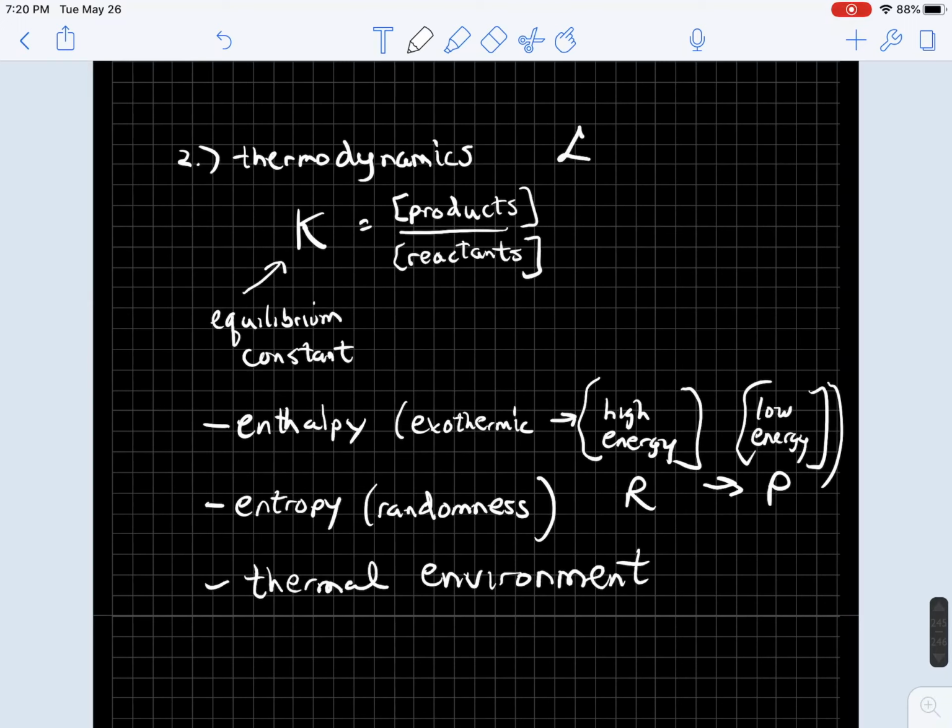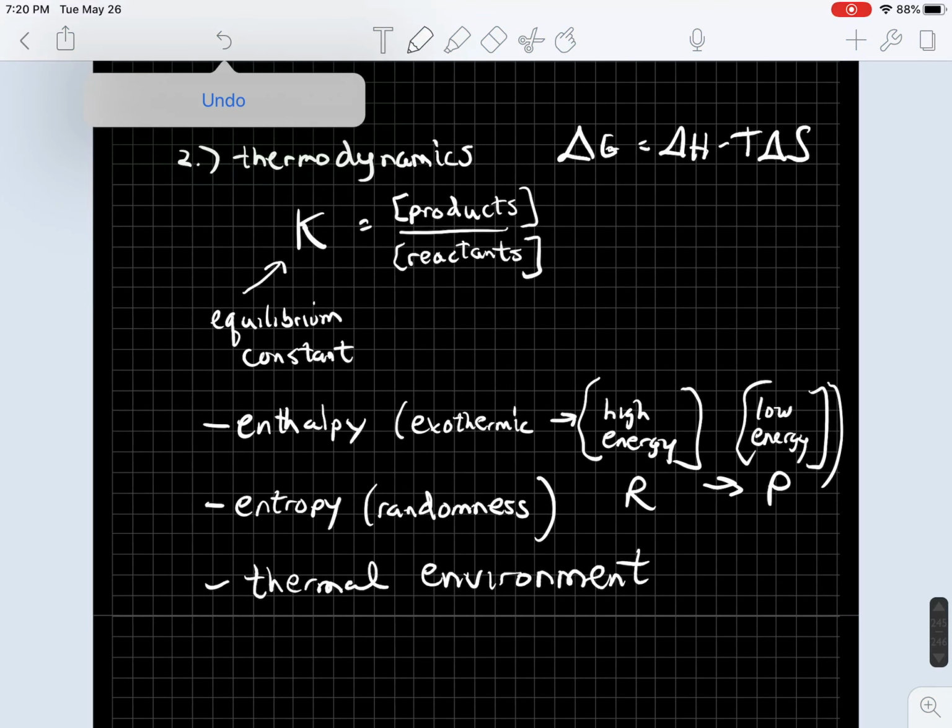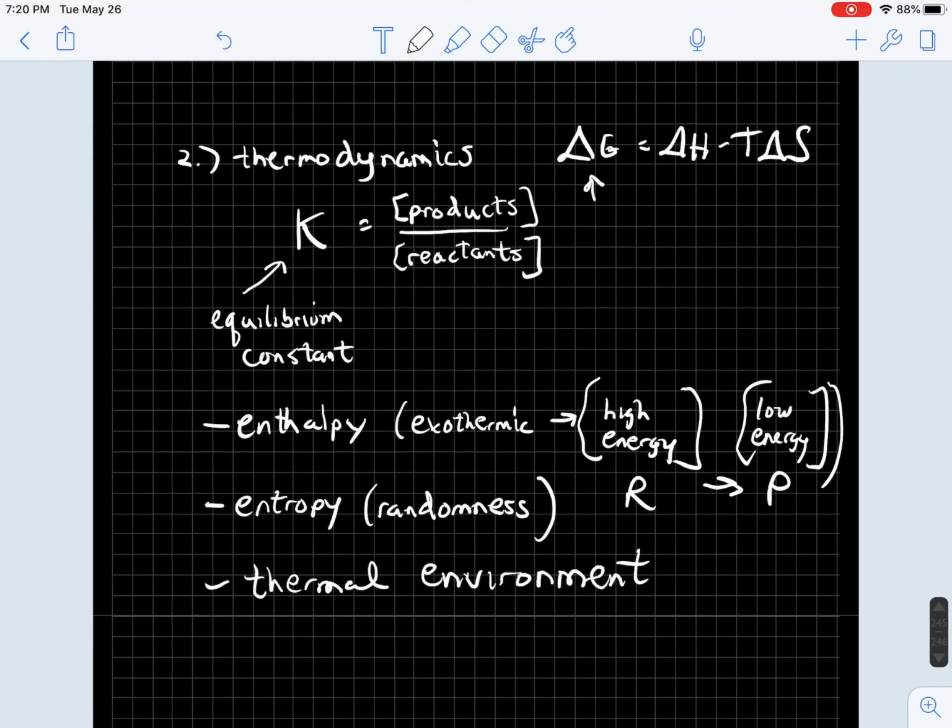And we could put this all together in an equation called the Gibbs-Helmholtz equation, where delta G is equal to delta H minus T delta S. Delta G talks about spontaneity. Delta H would be the enthalpy, and T is the temperature in Kelvin, and delta S is the entropy.